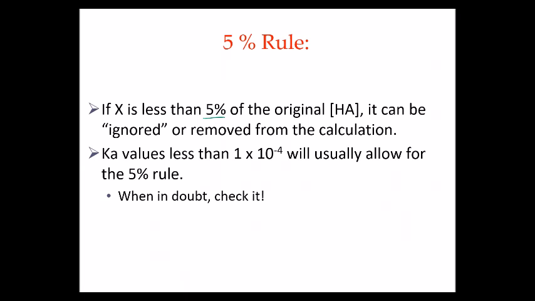All right, so if it's less than 5% of the original acid, it can be ignored or removed from the calculation. This is called the 5% rule. Ka values less than 1 times 10 to the minus 4 usually allow for the 5% rule. When in doubt, check it. All you have to do is take the concentration of the hydronium at equilibrium divided by the original HA concentration, the initial one, times 100. And then you can check the percent and make sure that it has to be less than 5% in order to eliminate that x.